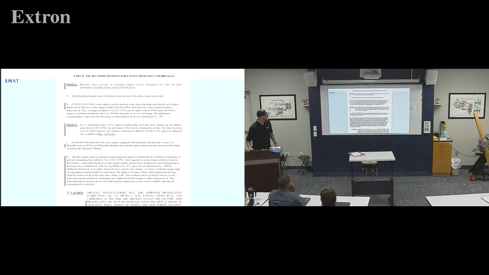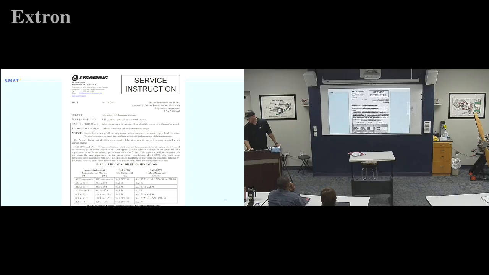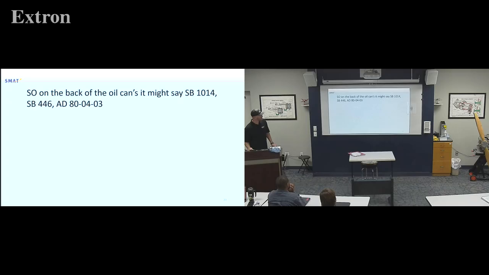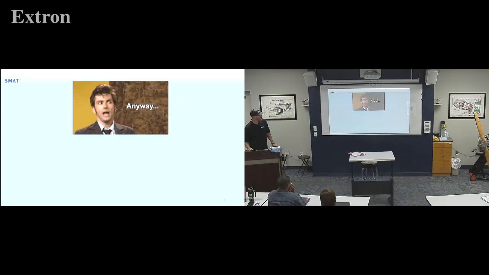We talked about how sometimes on the oil cans, it'll give you the actual part number of what you're adding. Sometimes it'll give you this service instruction number, 1014N. So if you were looking at the back of the jar, sometimes it'll say in accordance with 1014N, sometimes it'll say it has that part number in.